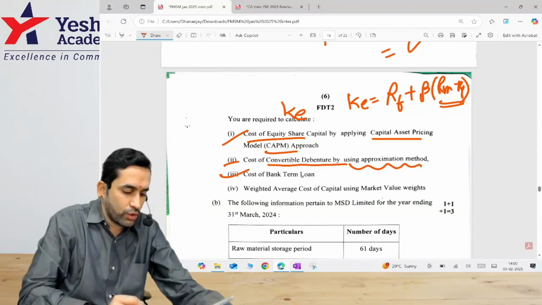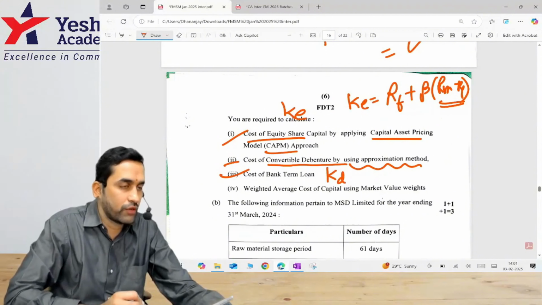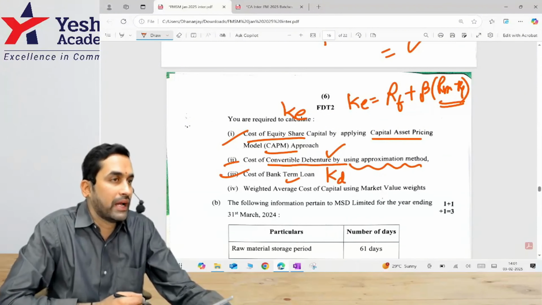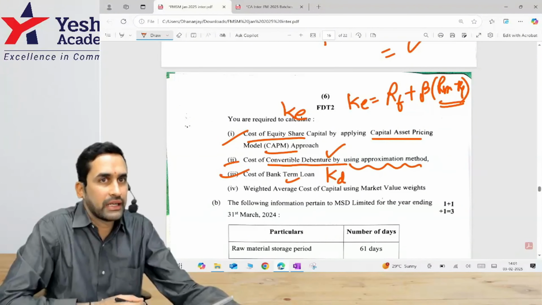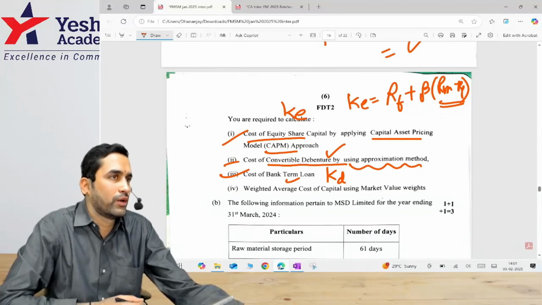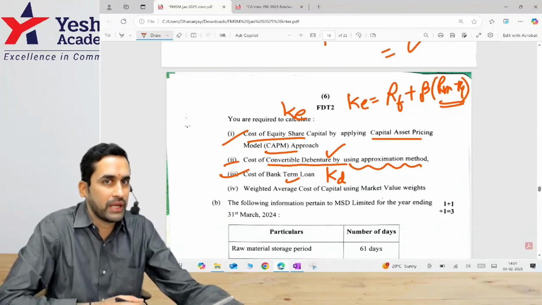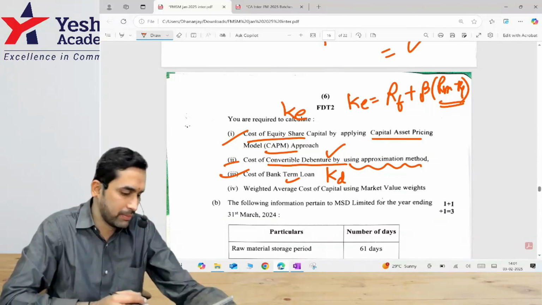And then they want you to do the cost of bank loan, cost of debt. One is debenture, but even a bank loan is debt itself. Simple formula. Anyway, the bank loan will not be redeemed. Therefore, it is simply I into (1 minus T) divided by net receipt.